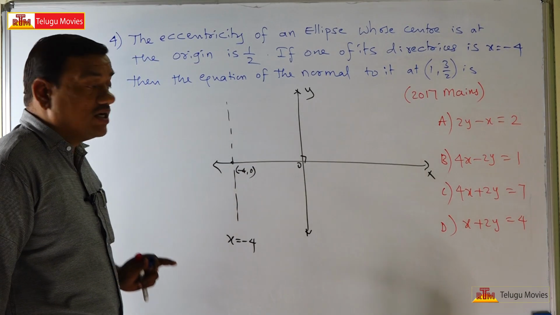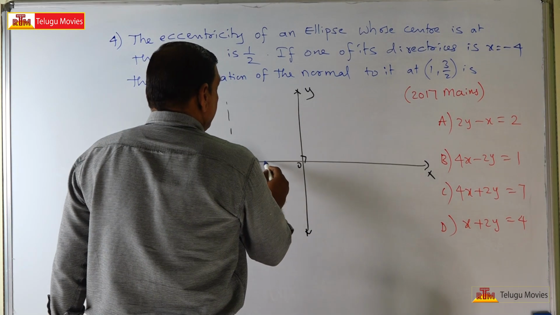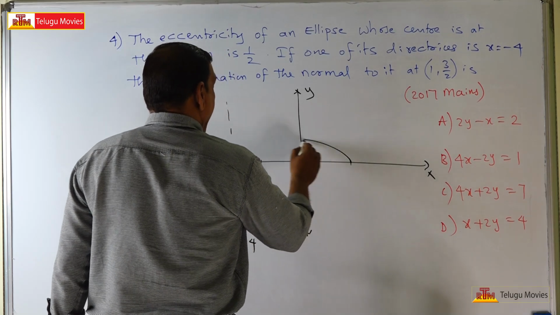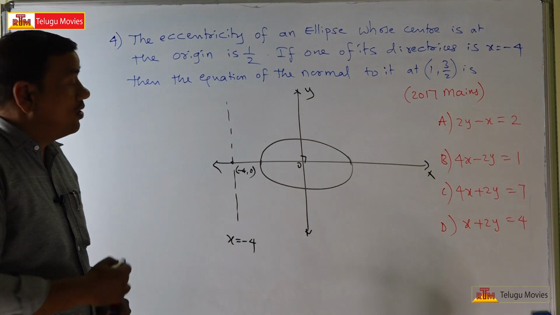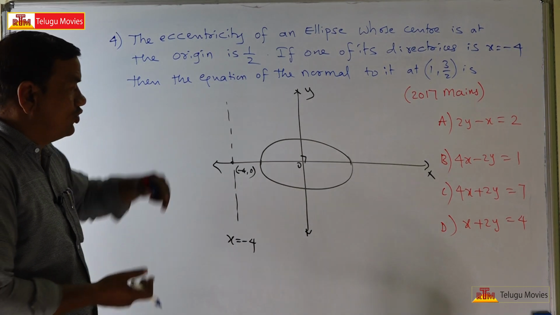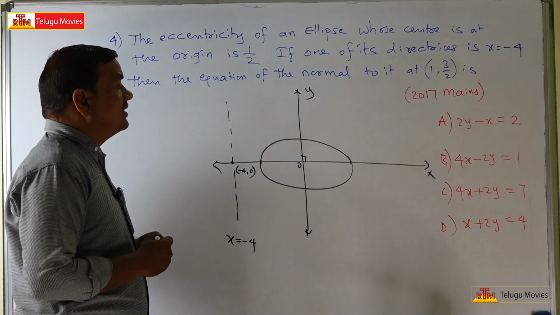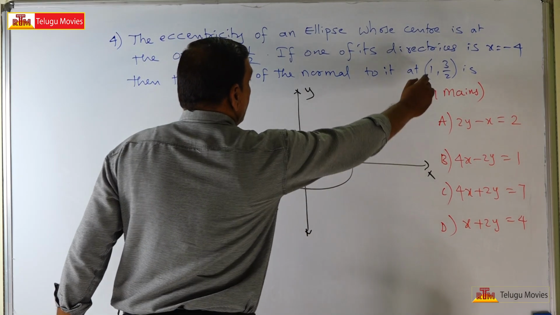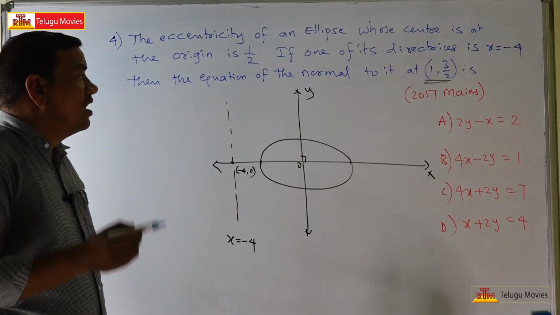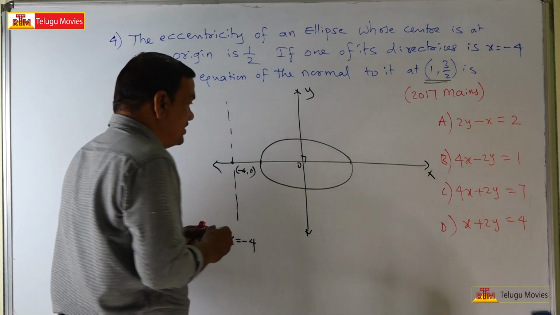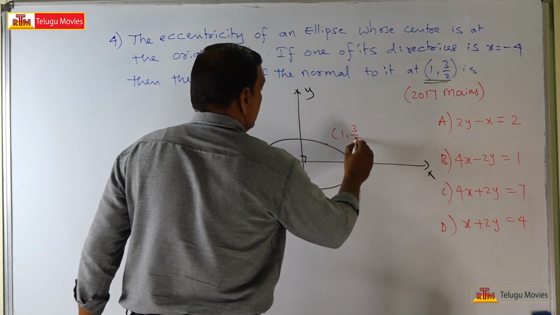Since the directrix is parallel to the y-axis, the ellipse must be a horizontal ellipse, not a vertical ellipse. One more thing is given: the point (1, 3 by 2) is a point in the first quadrant. So this is (1, 3 by 2).